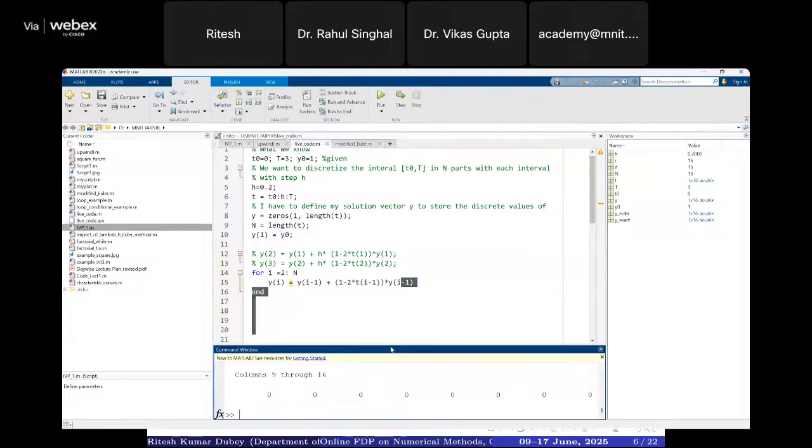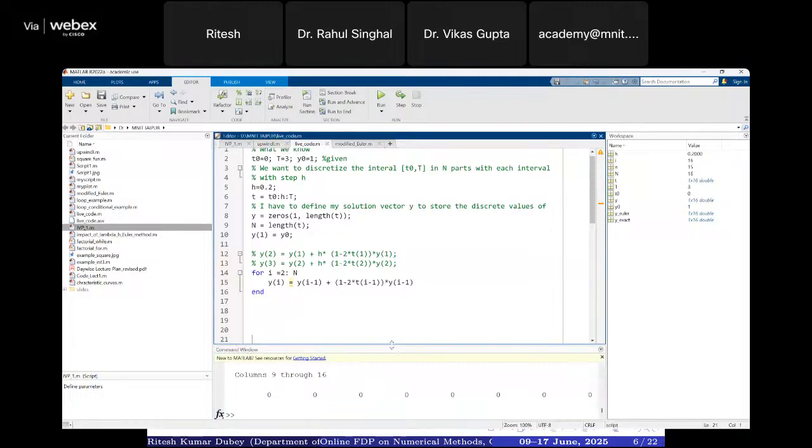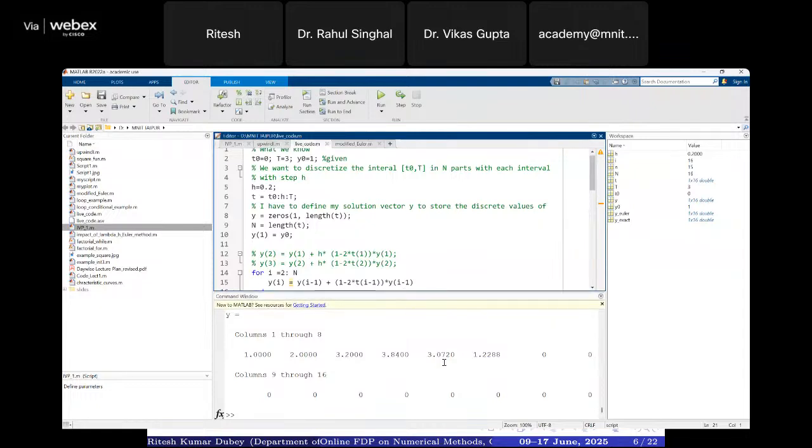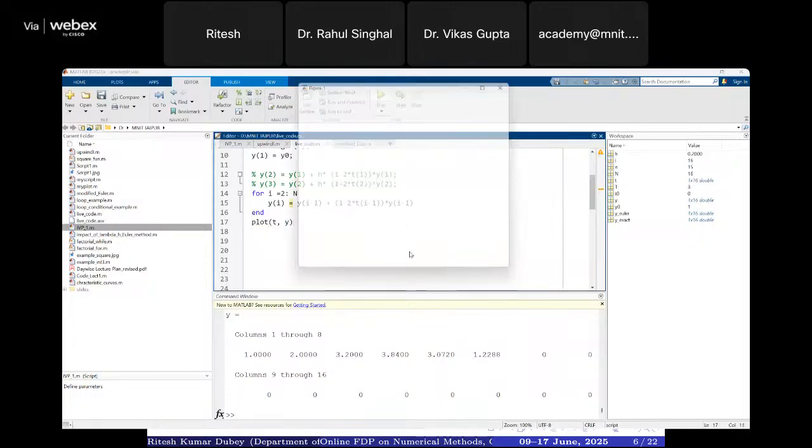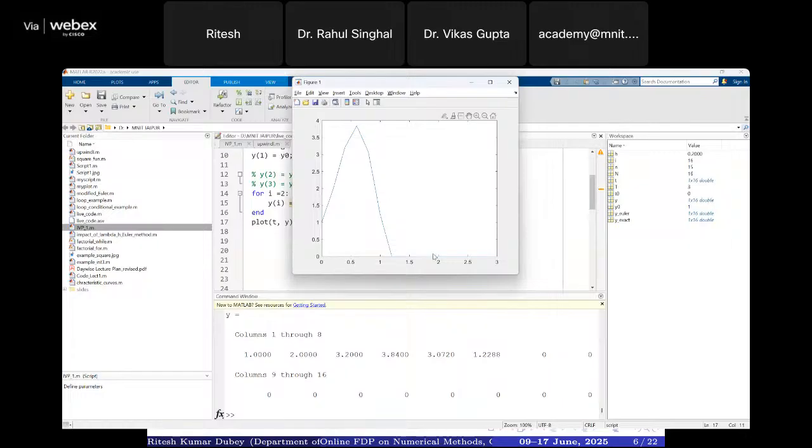What is happening? So this is the solution which we computed. I can now plot my t with the solution vector, and let us see how it comes. It is coming out very poor, and we are not happy.